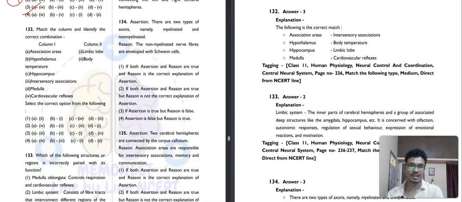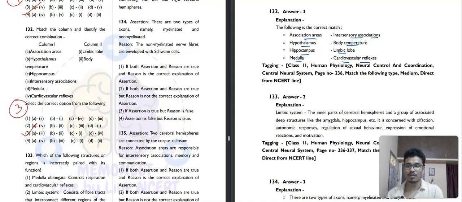So what are association areas? Association areas are intersensory association. Then the hypothalamus regulates body temperature. The hippocampus is the limbic brain, the limbic lobe, the emotional brain you can also call it. Then the medulla handles cardiovascular reflexes. Cardiovascular reflexes are maintained by the involuntary part, that is the medulla. So here the third option will be our correct answer.